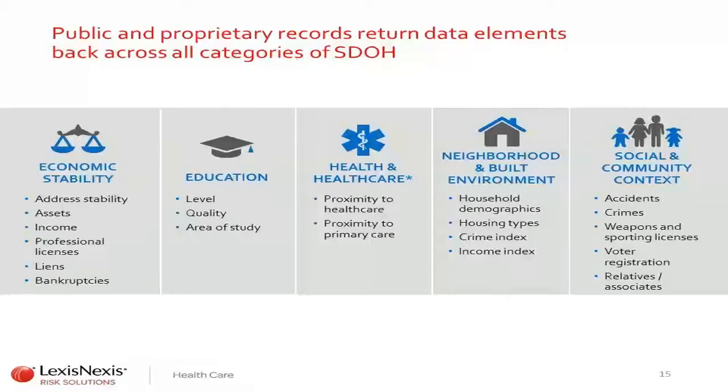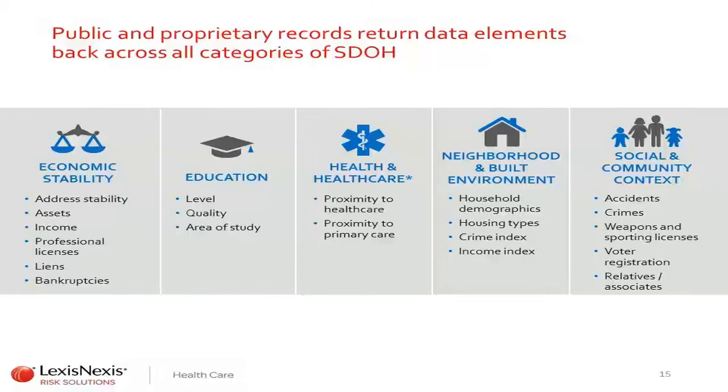Health and healthcare is quite obvious. Do they have access to care where they live? Neighborhood built environment. Do they live in a high crime neighborhood, which would make exercise outside an impossible feat in an intervention program? Another aspect is whether or not they're taking a look at their income index. For instance, has their income precipitously fallen recently, indicating that they could be under stress, which exacerbates comorbidities.